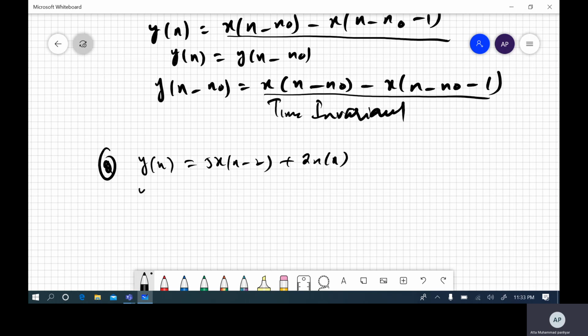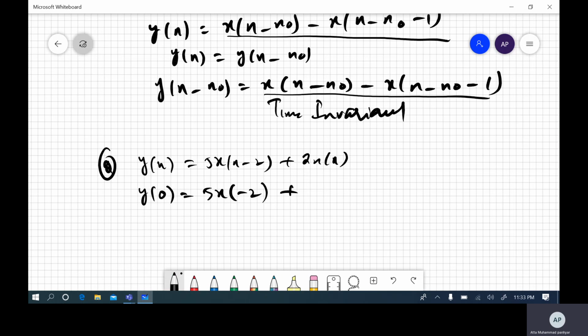So for example, if I wish to compute y of 0, the output at the current index, then I need input from past values and one current value, right? So this system, because it depends on previous input, y of 0 means current time, but it needs the values from the past. So this is a dynamic system.